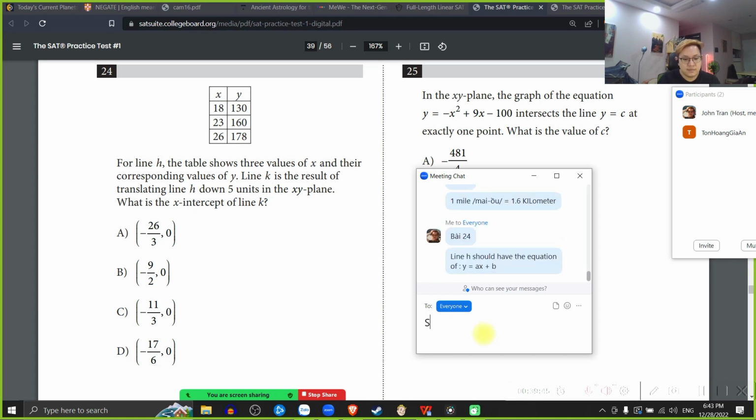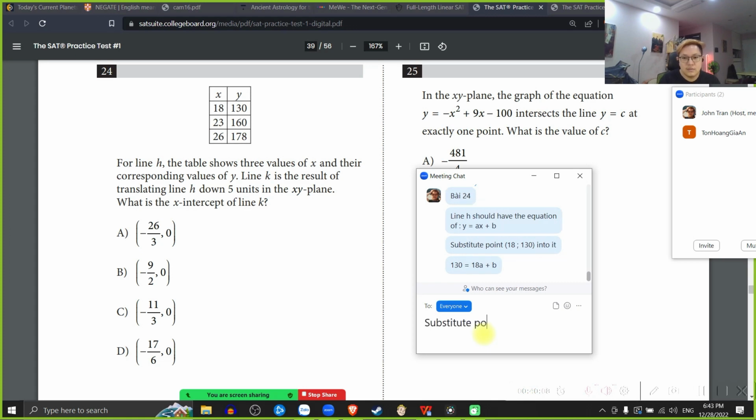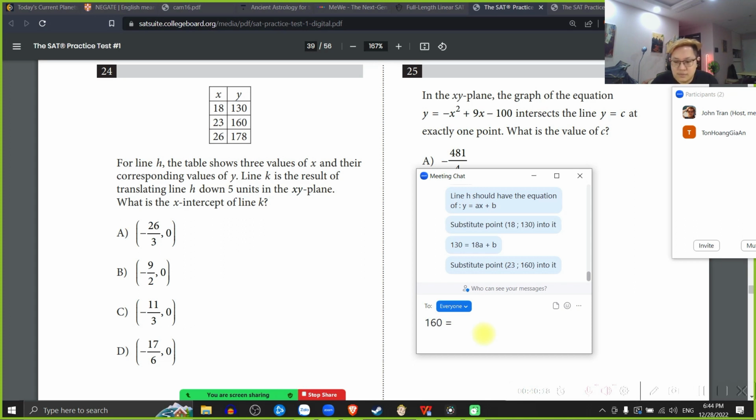And then you substitute a point, let's say 18, 130. Substitute this point into it. So you should have 130 equal to 18a plus b. Substitute another point, 23, 160, into it. So you should have 160 equal to 23a plus b.